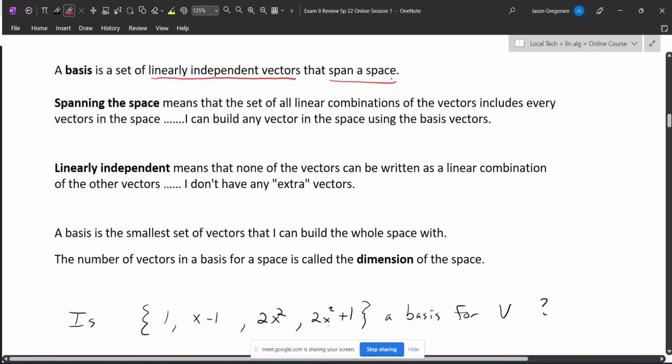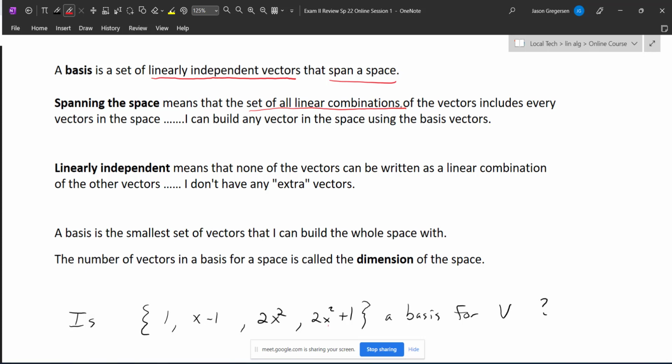So spanning the space means that the set of all linear combinations, remember the set of all linear combinations is the span of a set of vectors. If the span includes every vector in the space, then we would say the set is spanning the space. Basically, this means that I can build any vector in the vector space using just my basic vectors.